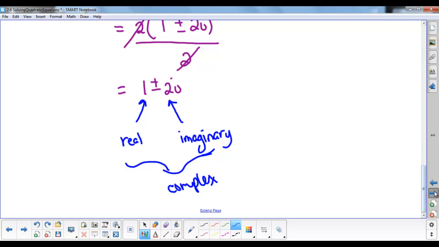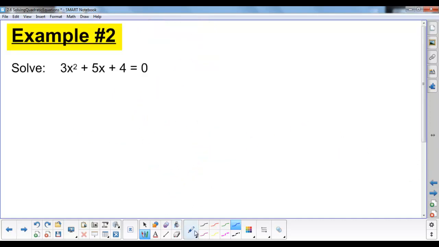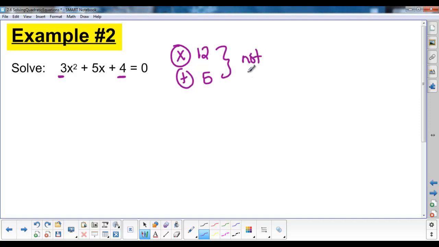So we'll try another example. 3x squared plus 5x plus 4. I can't common factor. I'm stuck with a complex trinomial, and I want to see if I can find two numbers that multiply to 12 and add to 5. Can't think of those numbers, so we'll go ahead and do the quadratic formula.